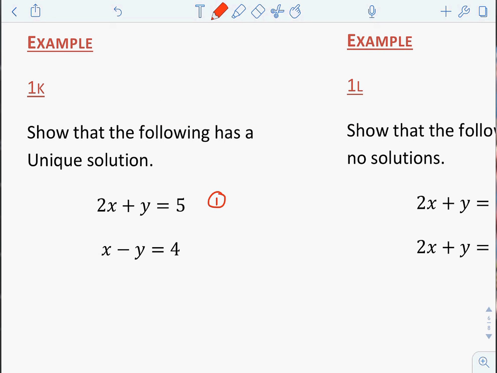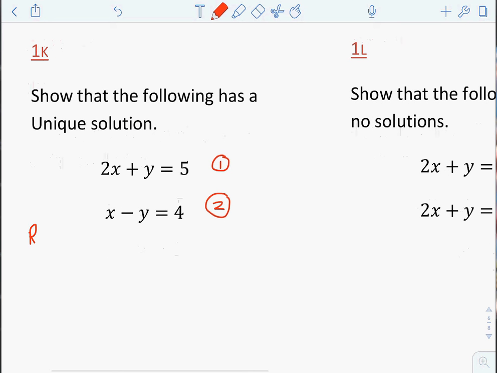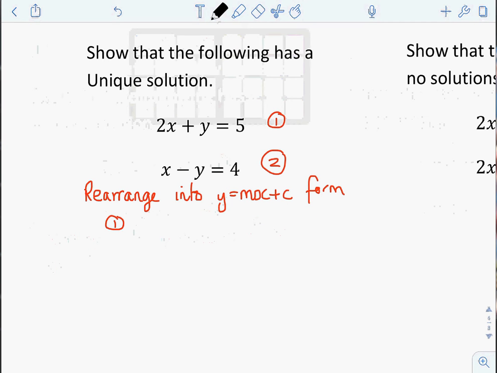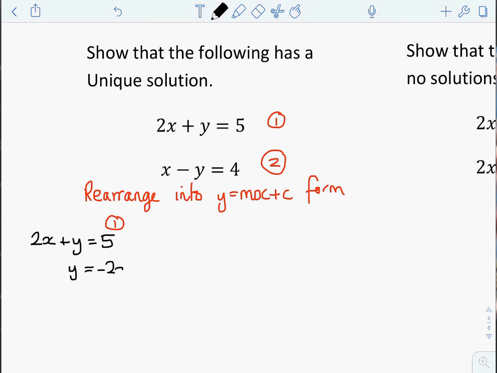Okay, name your equations. That's step 1. Step 2 is I'm going to rearrange into y equals mx plus c form. Equation 1 starts off as 2x plus y equals 5. Rearranging this, I'm going to get rid of that 2x from both sides. It's going to leave me with y equals minus 2x plus 5. So that's in the right form.